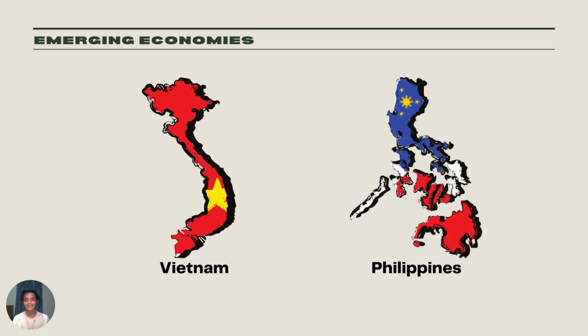For this economic analysis, I chose two developing countries that are also included in the survey done by Statista recently, which are Vietnam and the Philippines. The reason I chose these countries is because both countries are among the emerging economies with a high rate of cryptocurrency adoption.